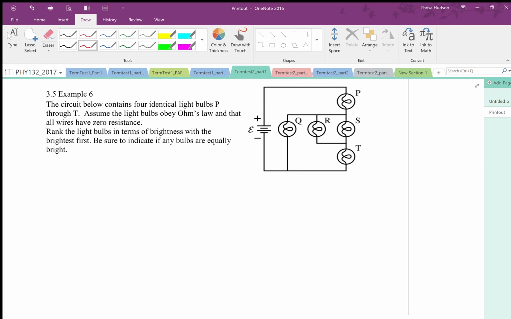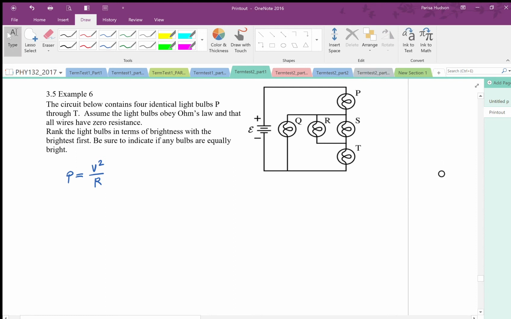As we mentioned, the brightness of the light bulb is related to the power dissipated in a light bulb. The power dissipated in a light bulb comes from P equals V squared over R. So I'm going to start with light bulbs S and R.